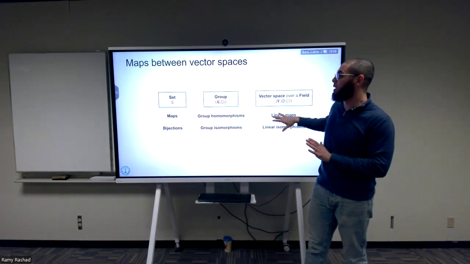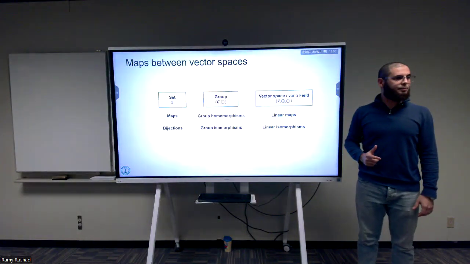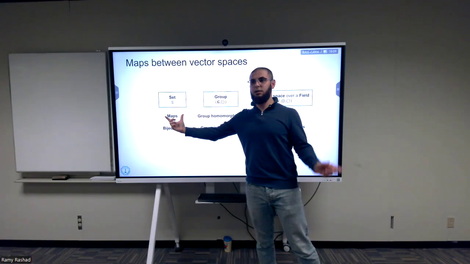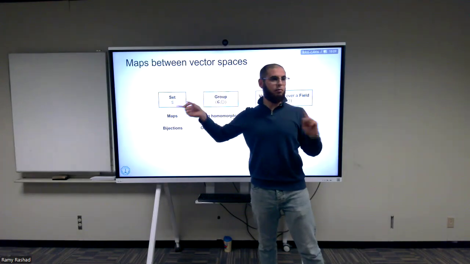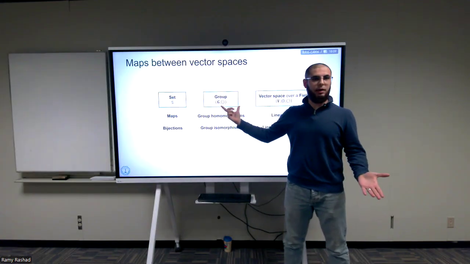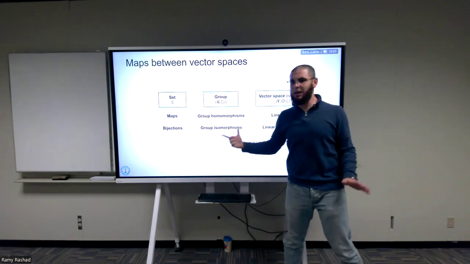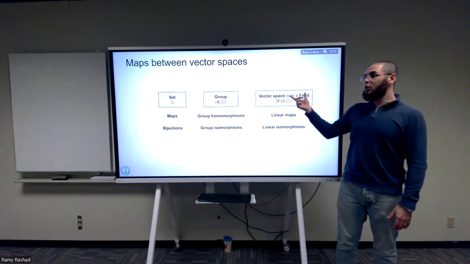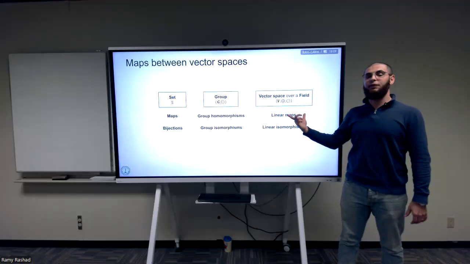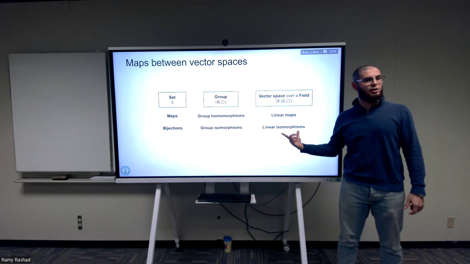We do not talk at all about maps between vector spaces, and this is what we're going to be doing now. So what we did for a set is that we defined maps, and then we said if these maps can go back and forth, then they are called bijections. And when we have a group and we have maps between two groups and we can go back and forth, we call them group isomorphisms. We're going to be doing exactly the same. We're going to be looking at two vector spaces over the same field, and we're going to be defining maps that go back and forth between them. We're going to be calling them linear isomorphisms.